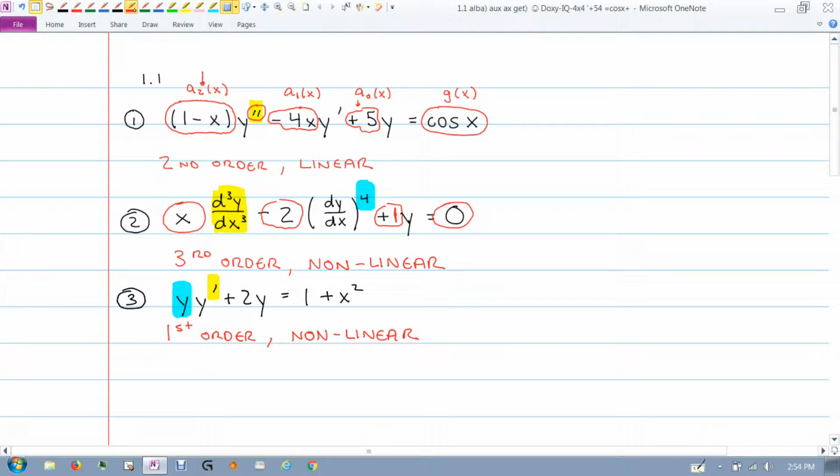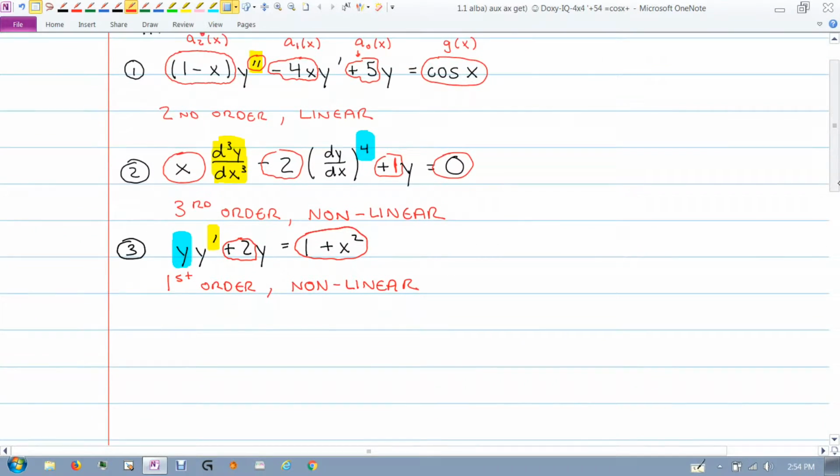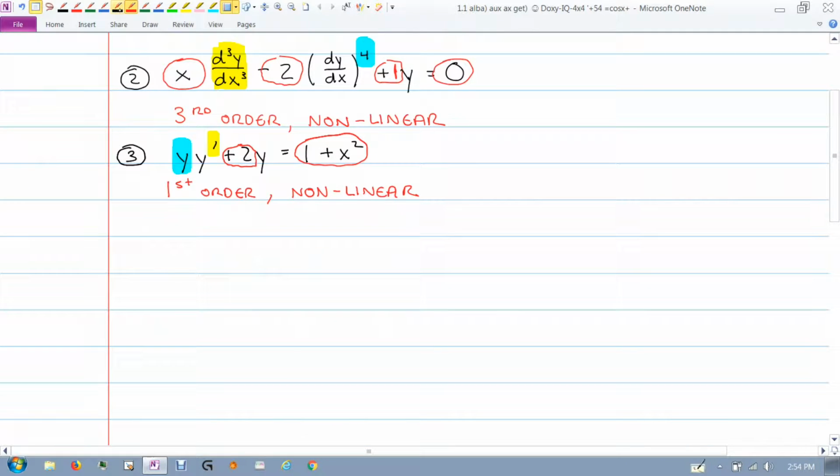Okay, now just to speak about it, this would be okay. That plus 2 would be okay. That's a function of x. And the other side of the equation is a function of x. So everything else looks good. It's just that one y sitting out there in front. All right, let's go ahead and move on to number 4.